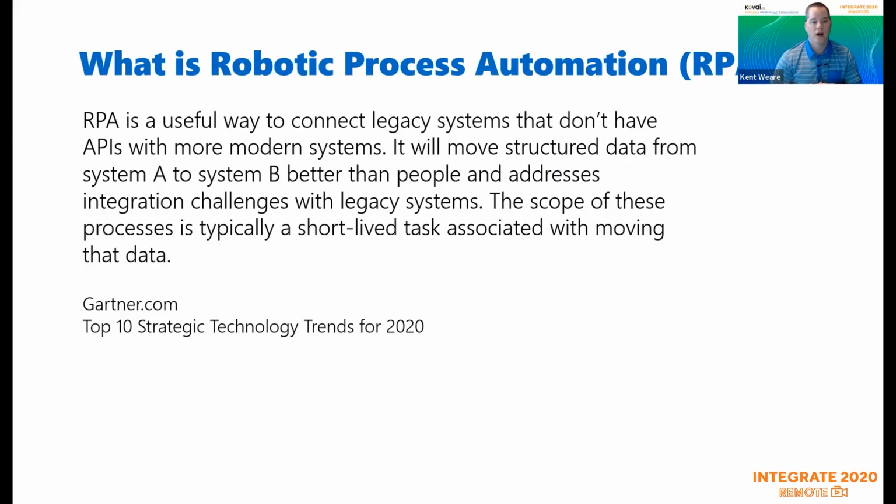All right, so what is RPA? This is a quote from Gartner, and I won't read it word for word, but the idea here is that you want to be able to connect with legacy systems or systems that don't have APIs, and you want to be able to move structured data from system A to system B. We've all heard the term before, swivel chair integration, where you start typing in one system and then you have to alt-tab into your other application and start typing in that system. Naturally, that's a scenario that is ripe for using RPA in order to automate that process and to ensure its consistency and accuracy.